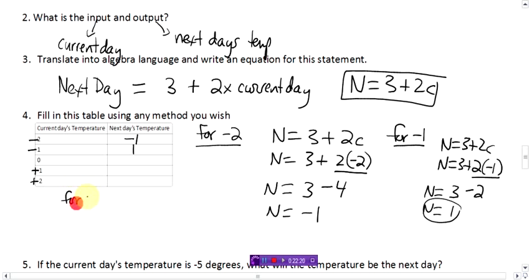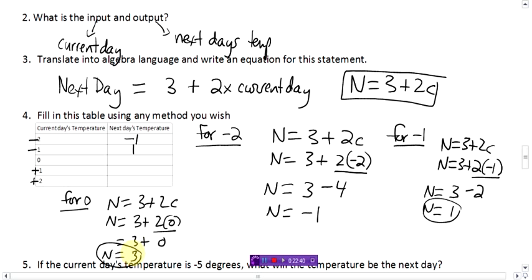Again, let's do at least 3 so we see a pattern. For 0, N equals 3 plus 2C. We'll sub a 0 into here. 3 plus 2 times 0. 2 times 0 is 0, plus 3. N equals 3. So when it's 0, it's 3 degrees.